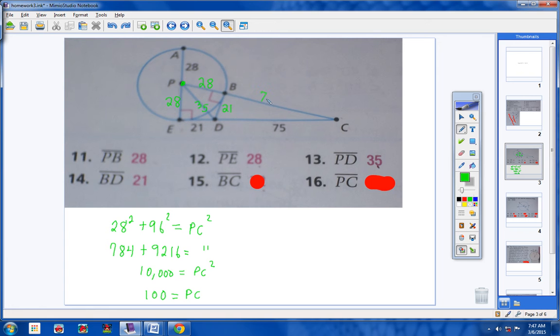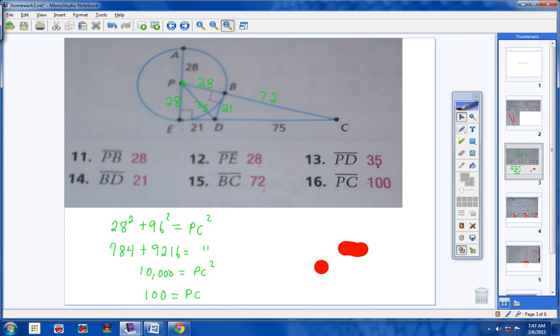So that makes sense, guys. BC is 72. 28 plus 72 does give you 100. Really not too difficult. And then the length of PC, well guys, we just found that. PC is from here to here, so the length of PC would be 100. And there we go.